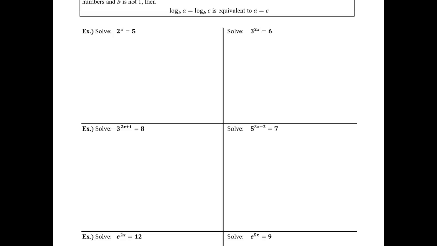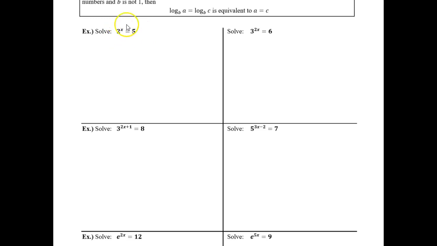In the last video, we solved exponential equations that could be reduced to the same base. But what happens if you can't reduce them to the same base? For example, I'm asked to solve 2 to the x power equals 5. Now, 2 and 5 can never be the same base.